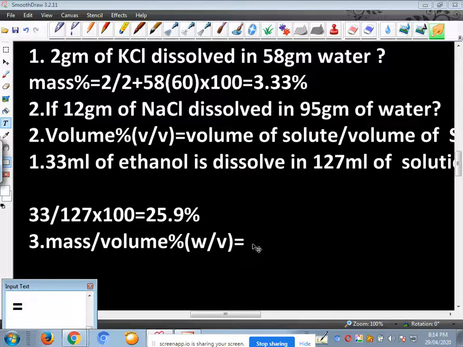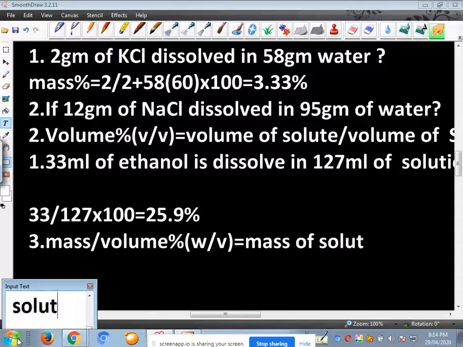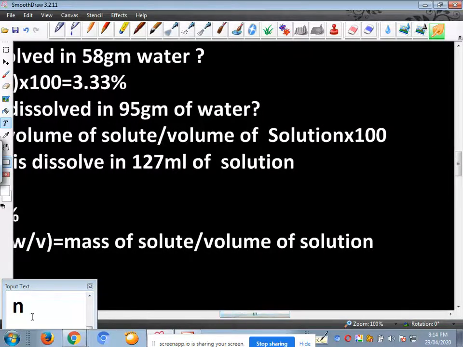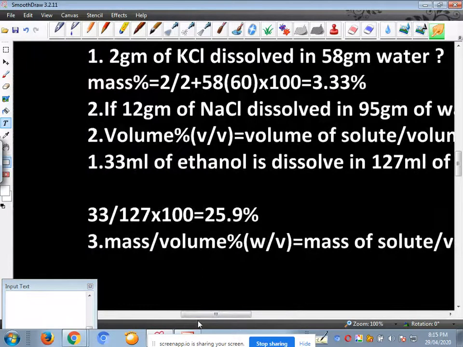So the formula for this one is the ratio of mass of solute to volume of solution, into 100, right? So always remember into 100. The third type is mass of solute divided by volume of solution into 100. I think you can solve this example easily because we have solved the earlier three types of examples, right? So I will do the example directly. You can take it down.